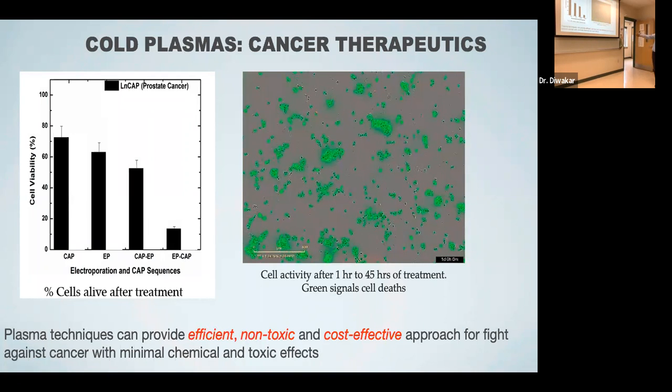This is just a picture where the green shows the cell activity, that the cells are dying. This is the process from time 0 to 1 hour 45 minutes. After 2 hours, most of the cancer cells are dead. The green pigmentation of the fluorescence shows that the cells are dying. We're able to show that it acts very quickly.